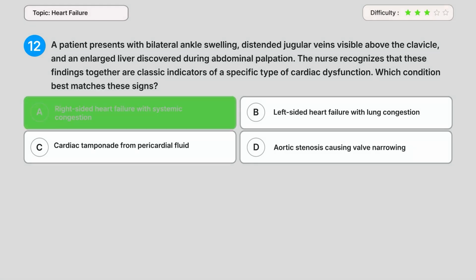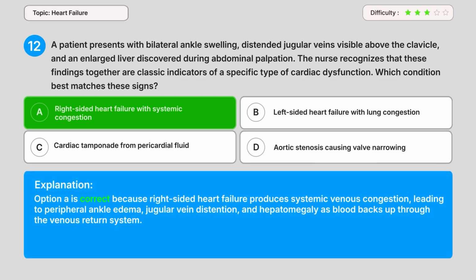Correct answer: A. Right-sided heart failure with systemic congestion. Explanation. Option A is correct because right-sided heart failure produces systemic venous congestion, leading to peripheral ankle edema, jugular vein distension, and hepatomegaly as blood backs up through the venous return system.